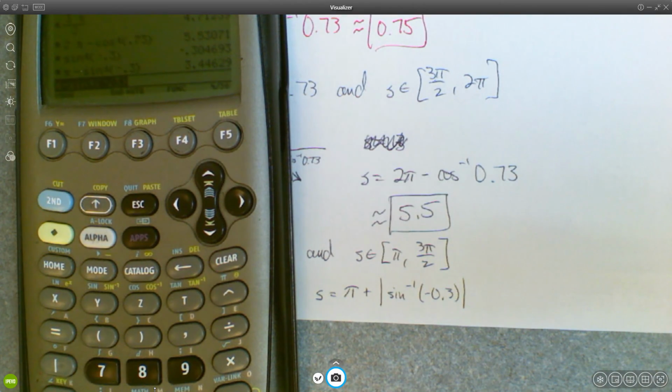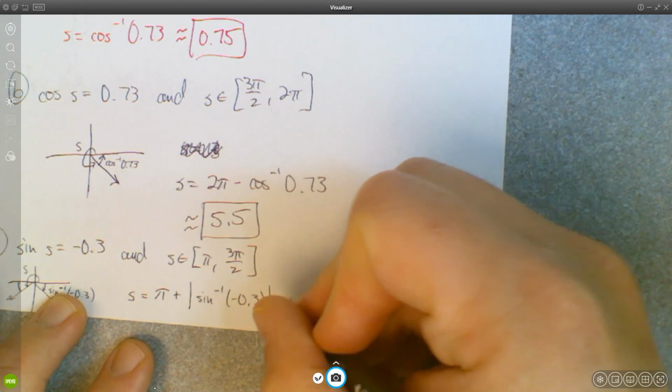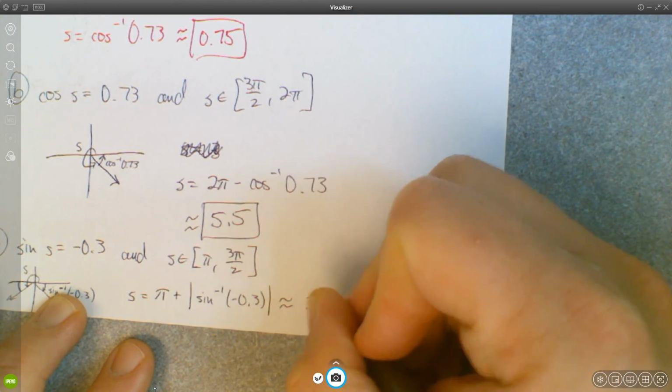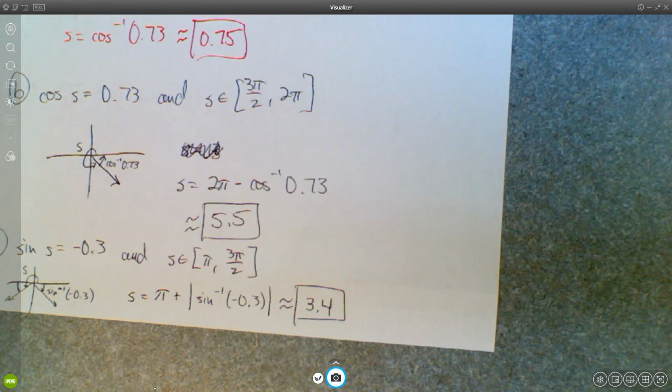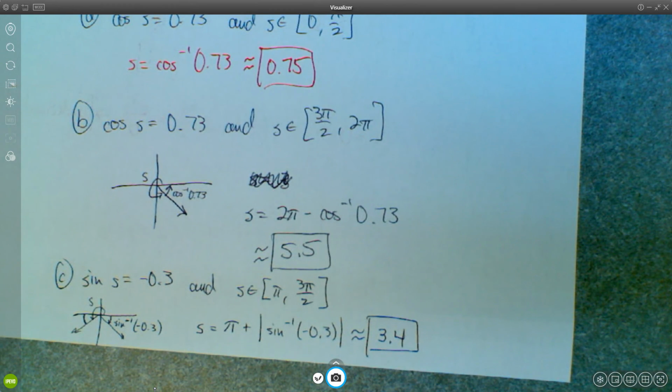So 3.4. Okay, so about 3.4. Okay, so that's how that works. And that's all I have to say about the unit circle for now.